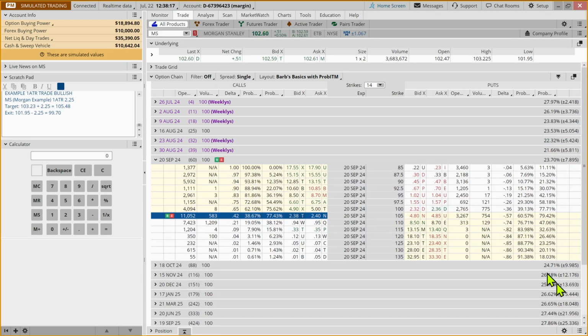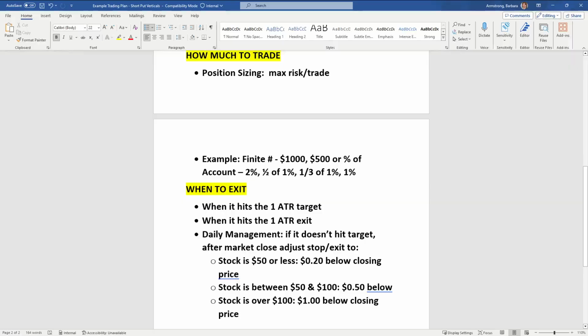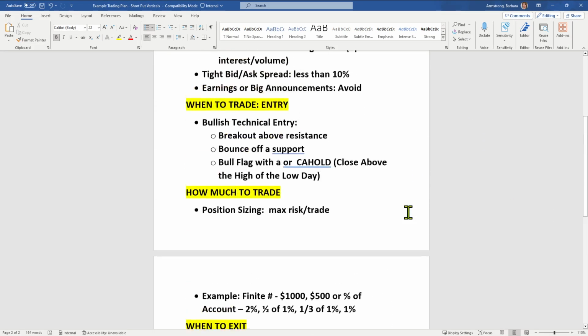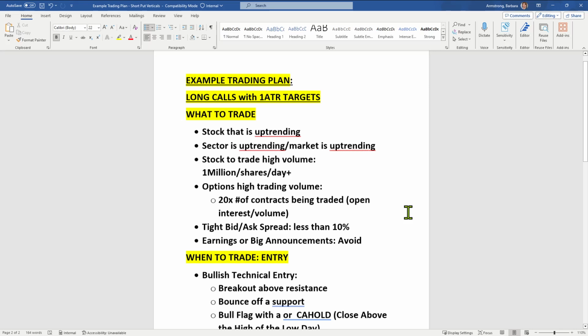And we'll send that in. So again, I hope you have found this helpful. And this is just a framework that you can use to create your own example trading plan.